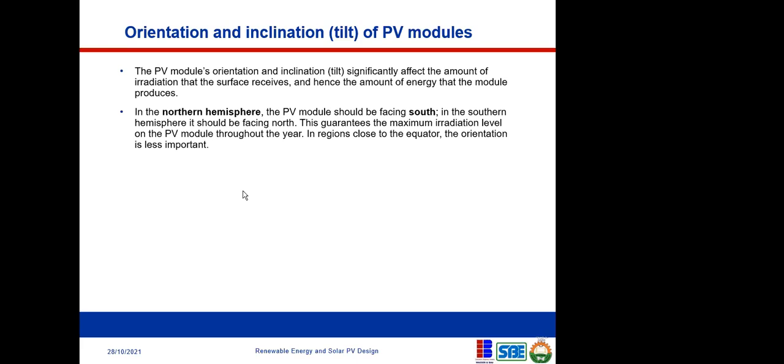In regions close to the equator, the orientation is less important. So you have the equator, like a center line. If you're moving in a certain direction, you're moving to the north; in another direction, you're moving to the southern hemisphere. If you're in the southern hemisphere, your PV model should face north. If you're in the northern hemisphere, your PV model should face south. So what happens when you're at the equator, at the center? You just lay your PV flat, which means you're almost standing directly to the sun. That's what this is trying to tell us.